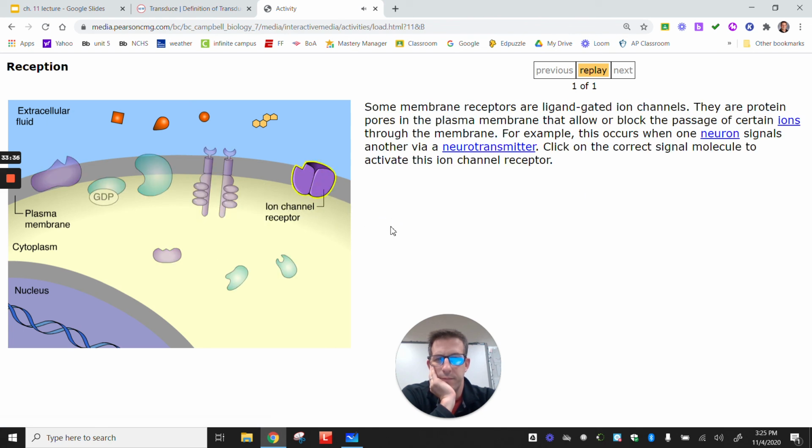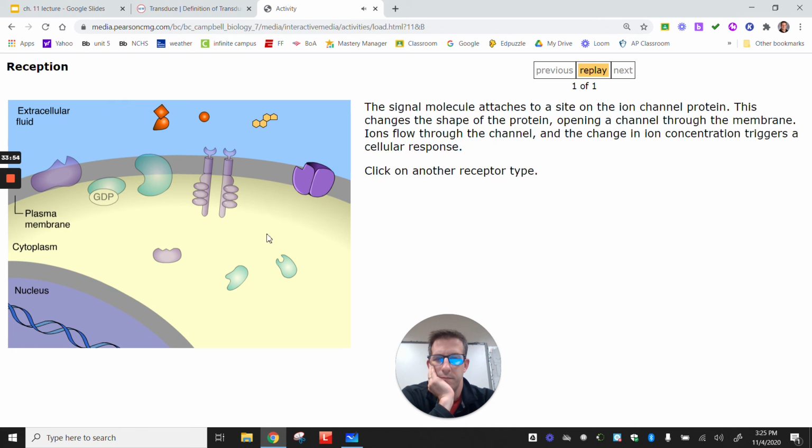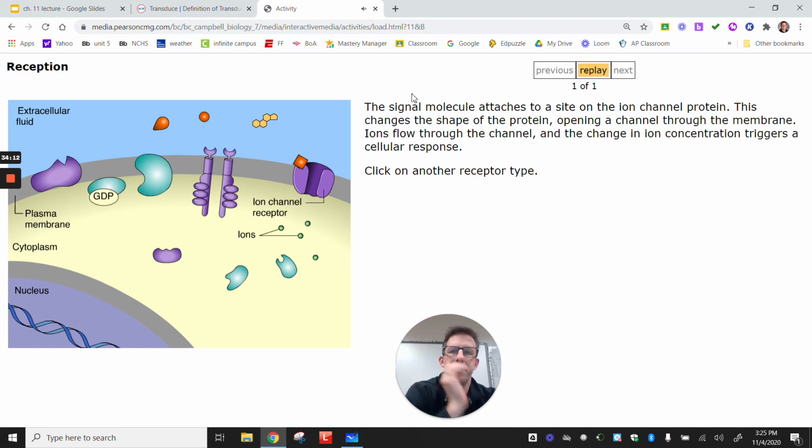Some membrane receptors are ligand-gated ion channels. They are protein pores in the plasma membrane that allow or block the passage of certain ions through the membrane. For example, this occurs when one neuron signals another via a neurotransmitter. The signal molecule attaches to a site on the ion channel protein. This changes the shape of the protein, opening a channel through the membrane. Ions flow through the channel, and the change in ion concentration triggers a cellular response. Click on another receptor type.